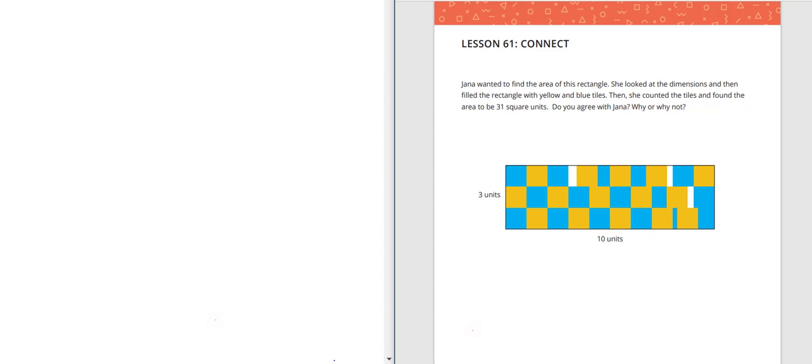What is the meaning of area? The number of small square units that cover the shape. We have a rule for the area of any rectangle: area of any rectangle equals length times width. But where are the length and width? Here we have the dimensions.